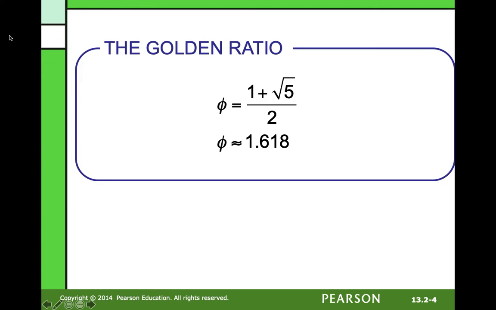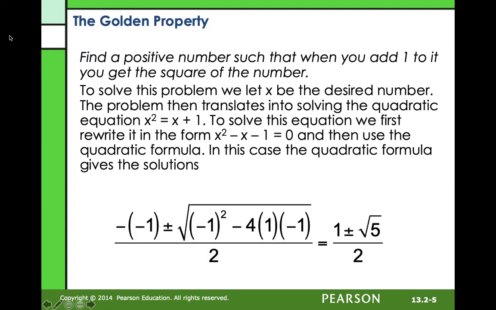So phi is equal to exactly 1 plus the square root of 5 over 2. And again, if you were to type that into your calculator, you would find out that to 3 decimal places, which is usually good enough, it's approximately 1.618. You might notice that that looks very familiar. It looks very similar to something we were looking at in the lesson on the Fibonacci numbers. In fact, those are going to come back up within this section as well.